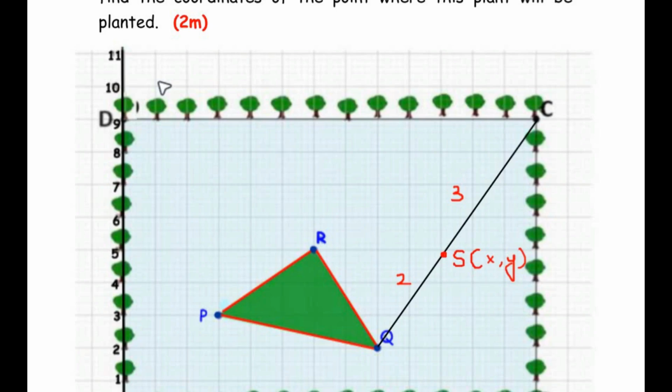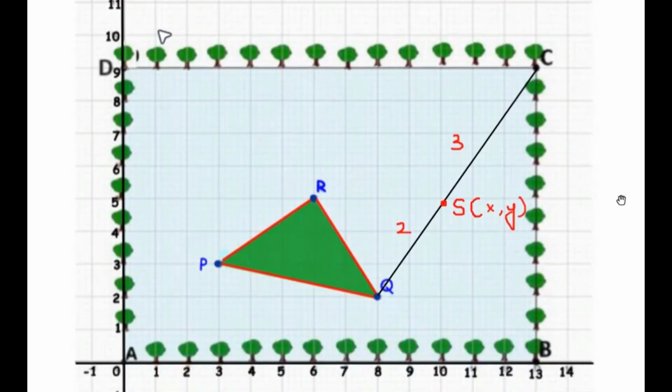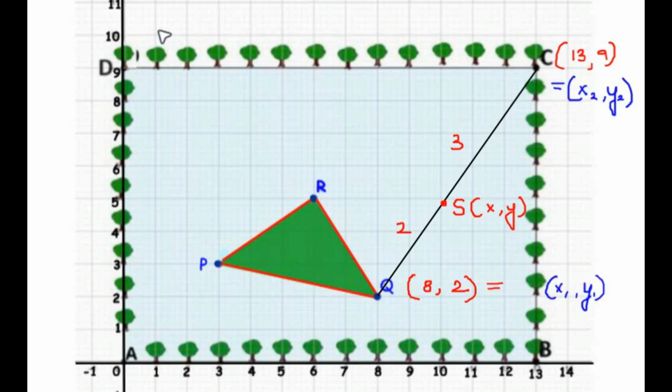So let us first find out the coordinates of point Q and point C. So over here the coordinate of Q is, the x coordinate is 8 and the y coordinate is 2. Similarly, finding the coordinate of C, we have the x coordinate as 13 and the y coordinate is 9. Now once we have found this, let us consider 8, 2 as x1, y1 and 13, 9 as x2, y2. And 2 becomes our m2, which we are going to use in the section formula, and 3 becomes m1.